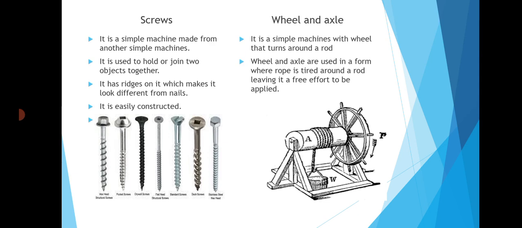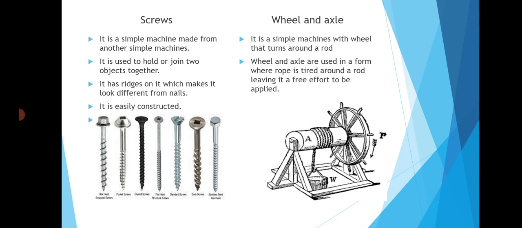Let's go to the wheel and axle. It's also a simple machine with a wheel that turns around a rod. The wheel and axle are used where a rope is tied around a rod, leaving it free for effort to apply. So let's take the picture once again. Where the P and the arrow point down is what we call the wheel. The paddle board A is what we call the rod. You could see the rope is being tied at the rod towards that of the wheel.